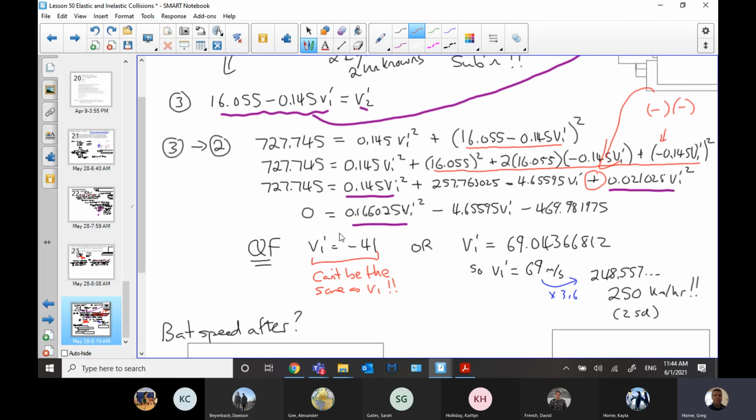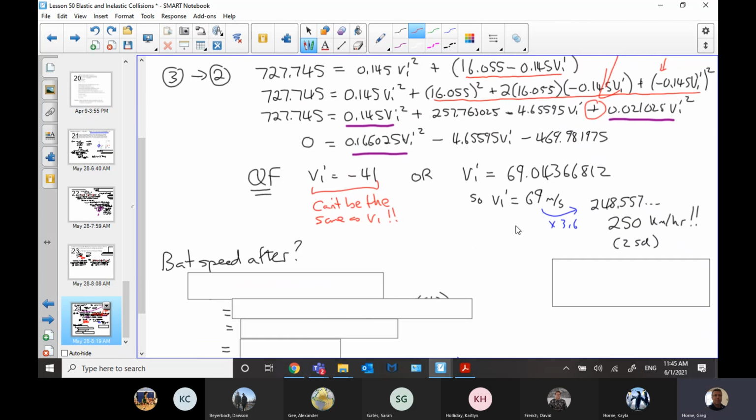The ball is coming in at minus 41. It can't stay at minus 41 because you're hitting it. So instead, it must end up being 69, which if you multiply by 3.6, is a 250 kilometer per hour exit velocity. That's what the ball exit velocity would be if it was an elastic collision.